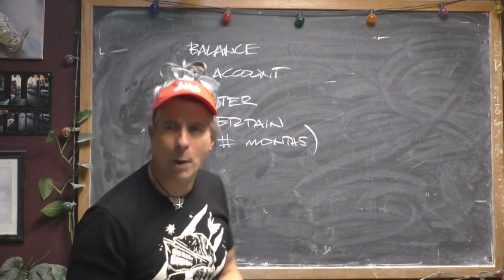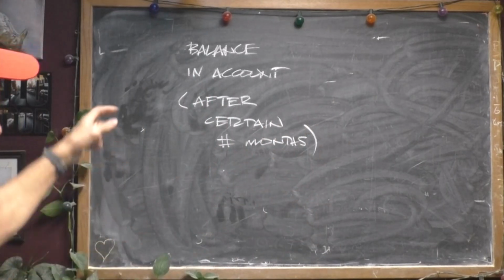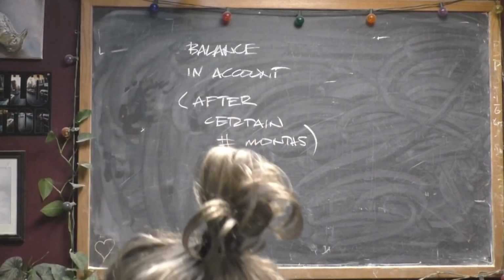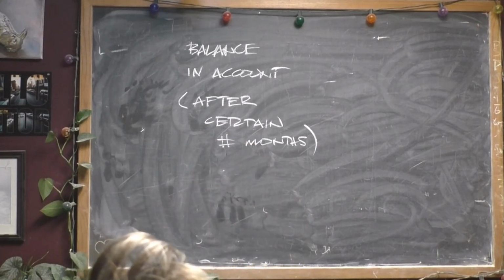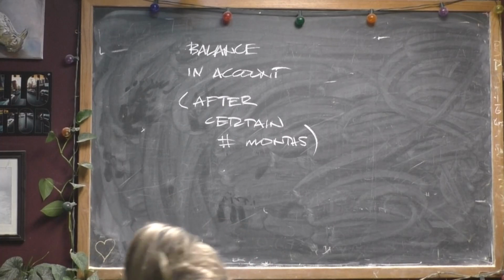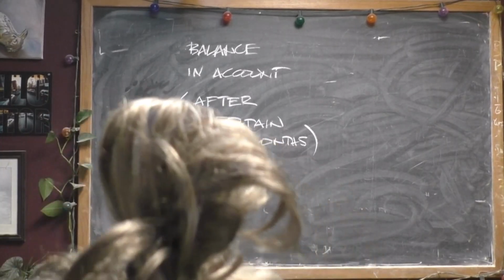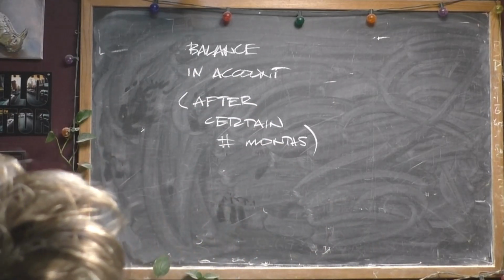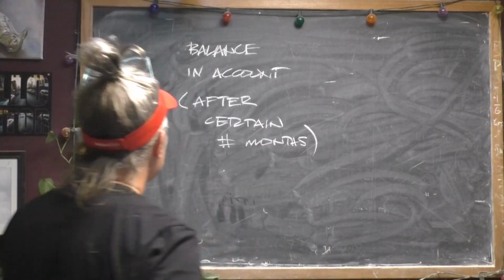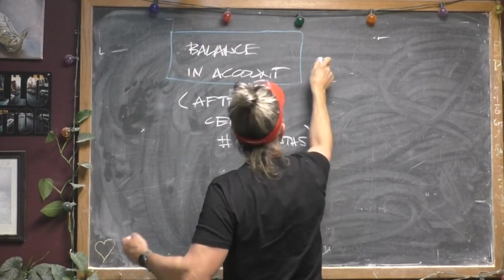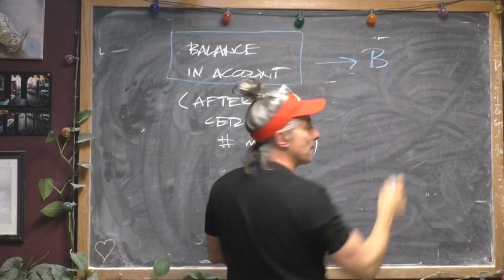Okay, this is cumbersome. Big words. This is where algebra is our friend. We're going to make those words variables. So the balance in the account. Get some colored chalk up here. We'll go with blue for balance in the account, and we'll go with pink for months. Let's just call this B for balance.